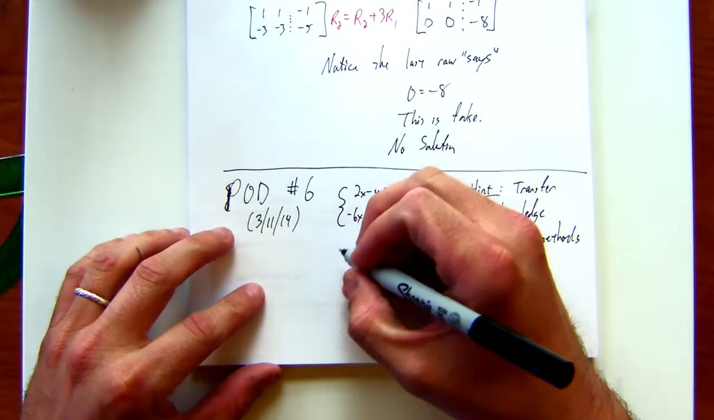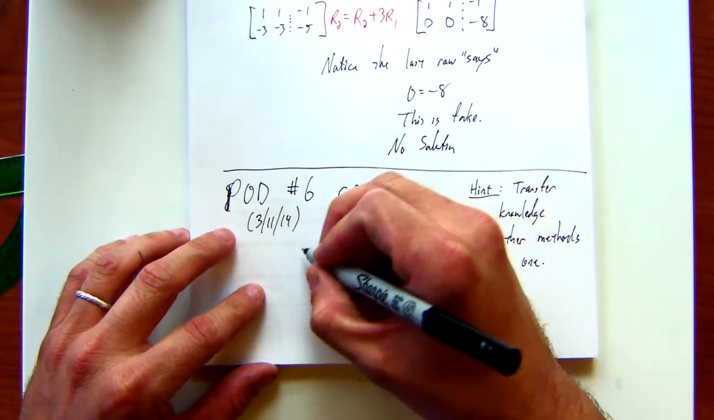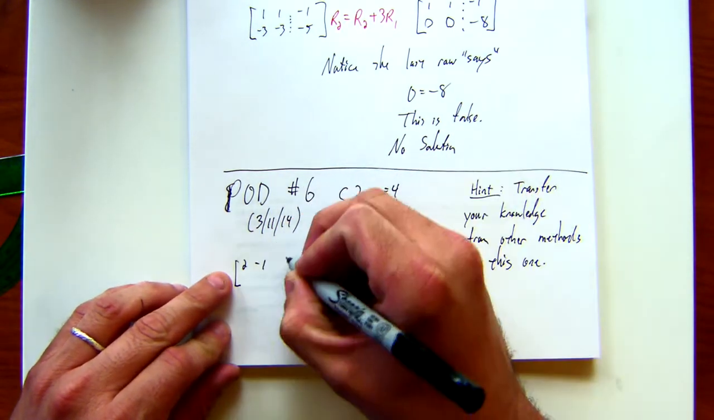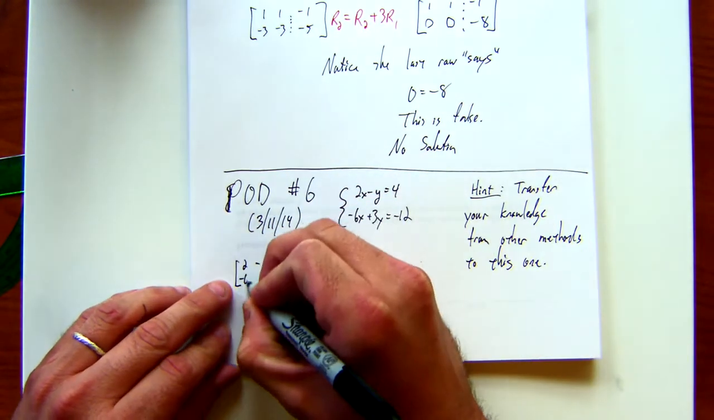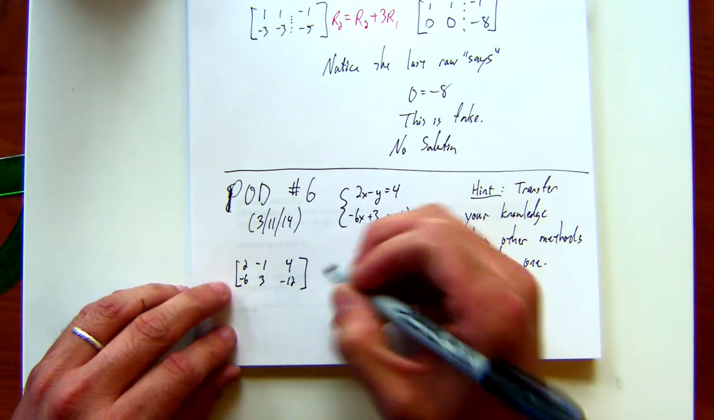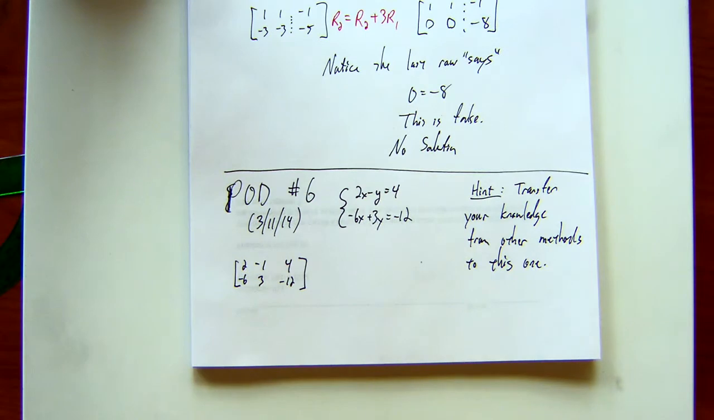Write it in matrix form. And we're good, right? I can go ahead and immediately write this as 2, -1, 4, a -6, a 3, and then a -12. How many of you got that? Okay, so there's your first point.